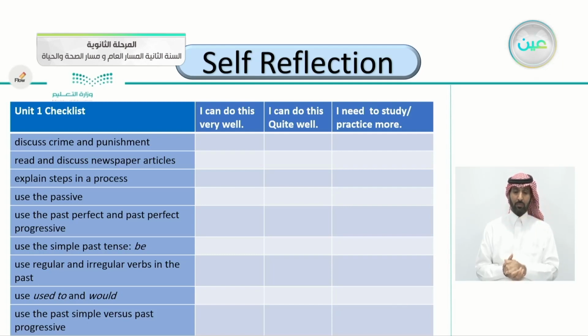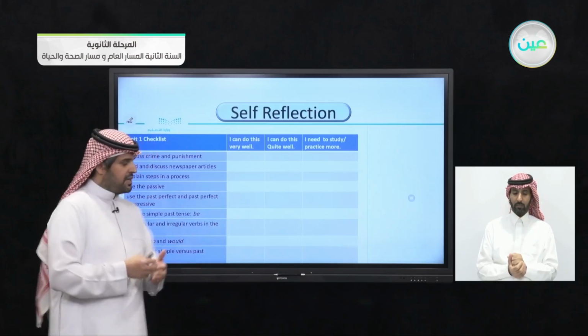The first one here, for example, is discuss crime and punishment. Was it easy for you to discuss crime and punishment? Read and discuss newspaper articles. Explain steps in a process. Using the passive. Was it easy for you? Was it hard for you using the passive?